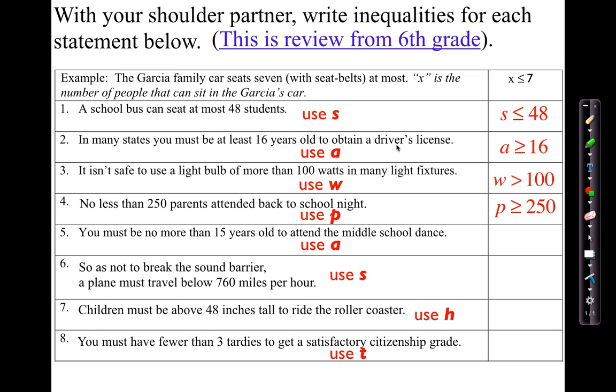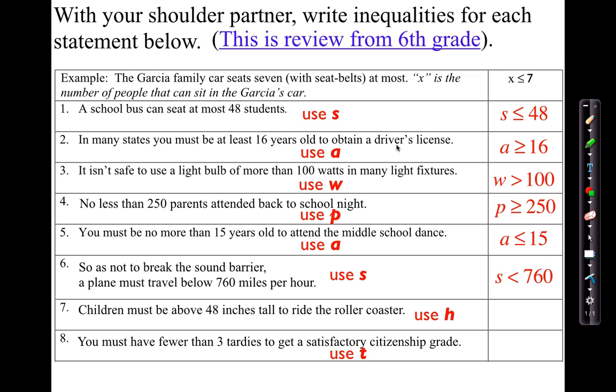Okay, so for number 5, it says you must be no more than 15 years old to attend a middle school dance. So it's going to be A, since they asked us to use A, is less than or equal to 15. Number 6, so as not to break the sound barrier, a plane must travel below 760 miles per hour. So, because it needs to travel less than, we're going to go ahead and say S is less than 760. It can't actually be at 760, that's why it's not equal to.